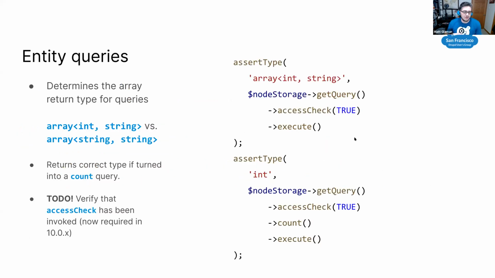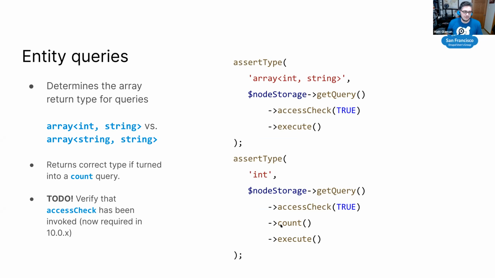We have some inspection for entity queries, and this was a huge one to get through because it always annoyed me that execute has a return type of array or int. And it's like, well, that's great. How do I know what it is? Because by default, when you do an entity query, it returns an array of entity IDs, unless you flag it as a count query, then it returns the number of entities found. So in PHPStan Drupal, it actually checks for count being called and tells PHPStan that it's an entity count query. That way, when we hit execute, we can say that yes, this is a count query. The return type is an integer, not an array.